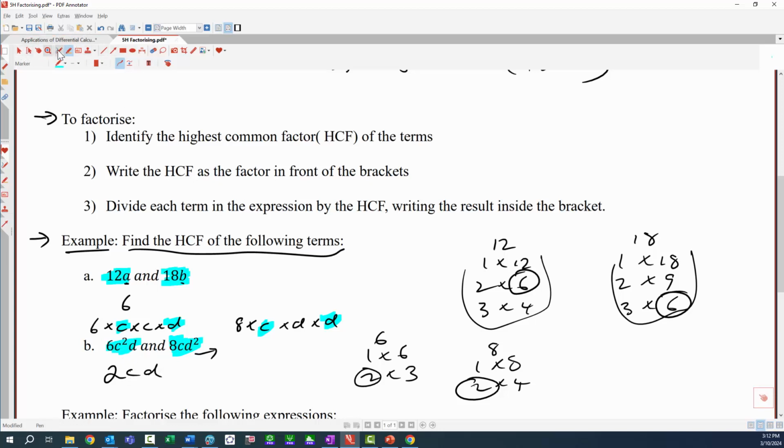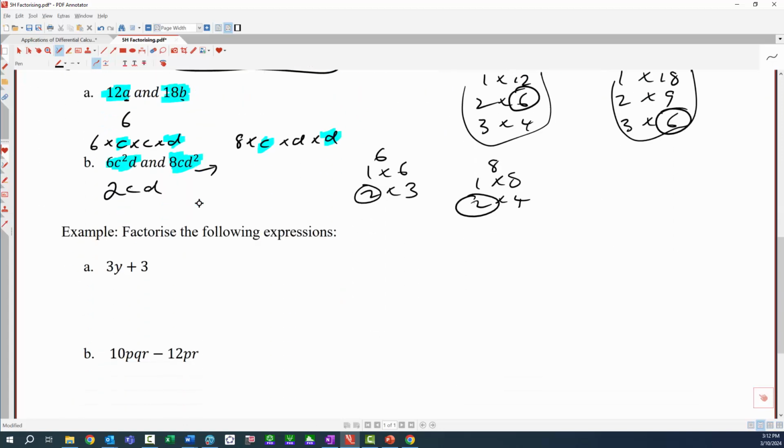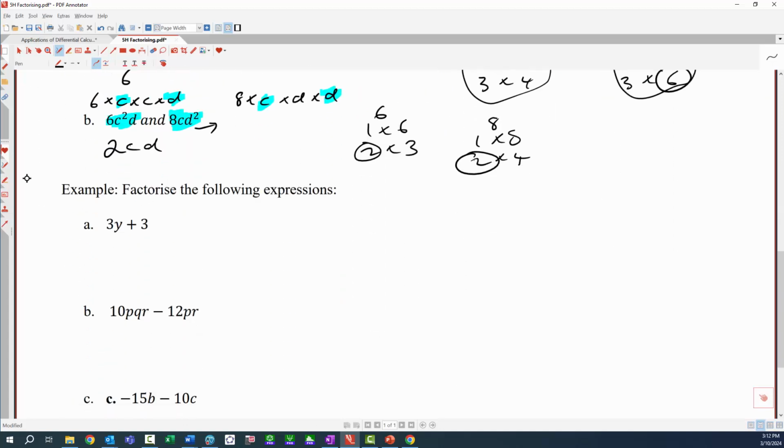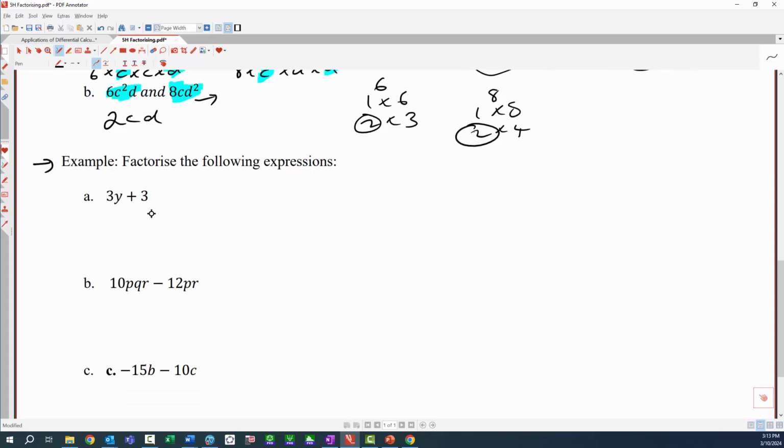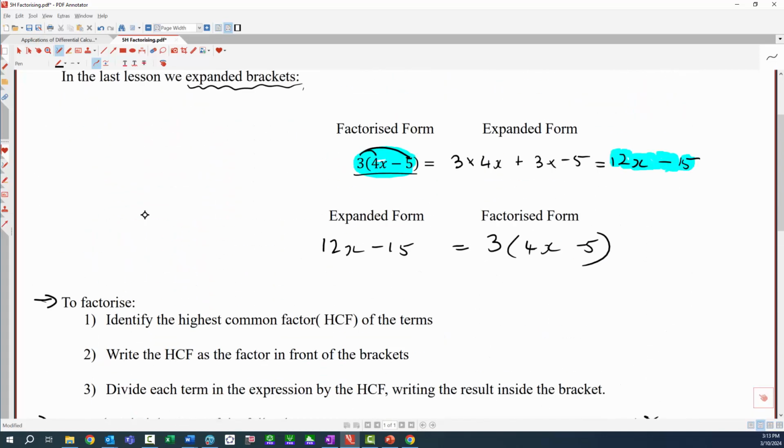Pause the video here and make sure that you've got those two examples listed in your book. Now that you've got those two examples, we'll go through our last set of examples. Write the words Example: factorize the following expressions. Remember, we can imagine that these are currently written in what we call expanded form, and what they want us to do is take it into factorized form. So we're going to follow this three-part process.